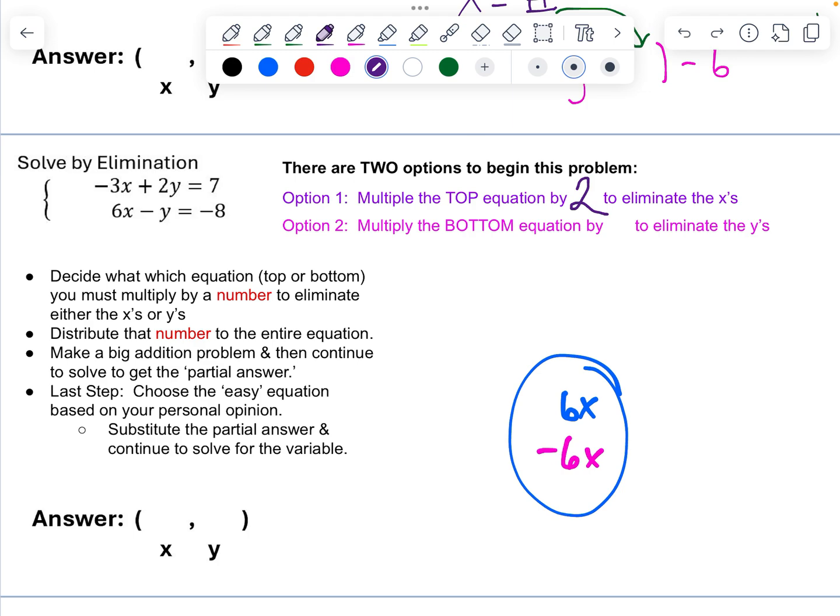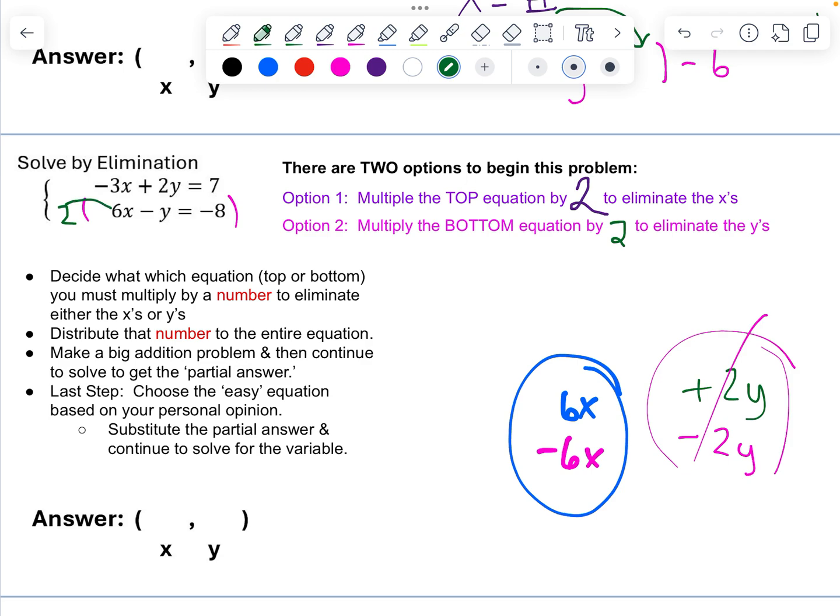Now, some of you may have noticed, and this is where there's multiple options, some of you may have looked at the y's. There's a positive 2y there. If only I had a negative 2y, then it would eliminate. So if I had my eyes focused on that, then I would go to the bottom equation and multiply by 2. Yes, I'd have to multiply the 6, multiply there, and multiply there. So you have to decide which option you prefer.